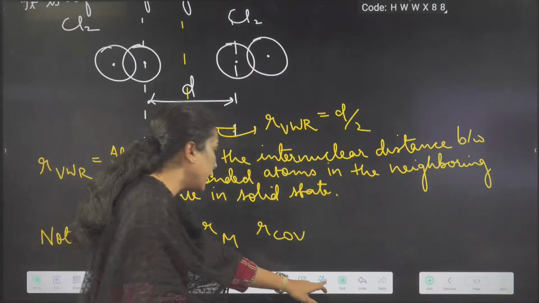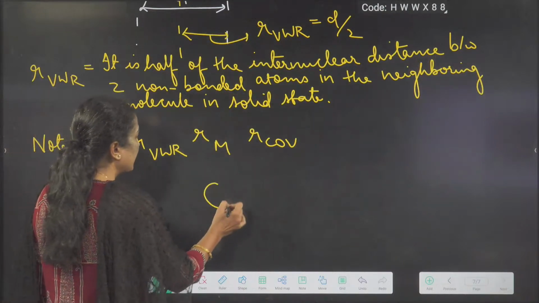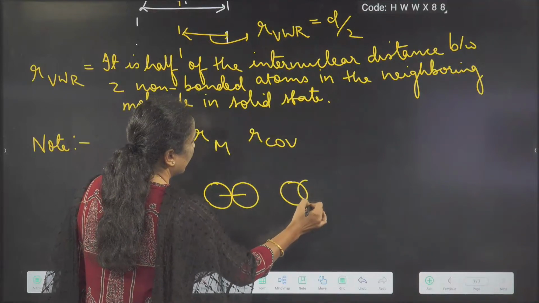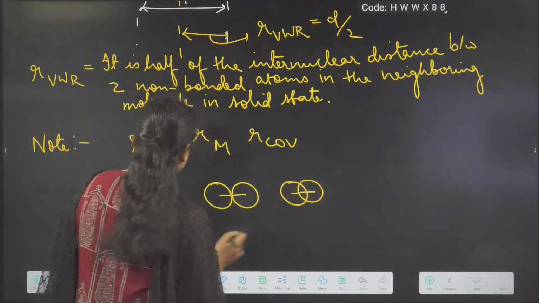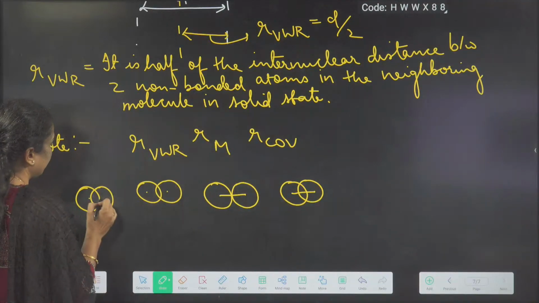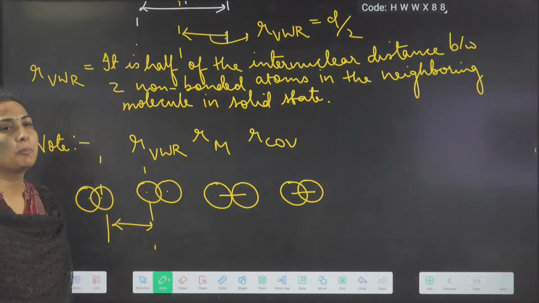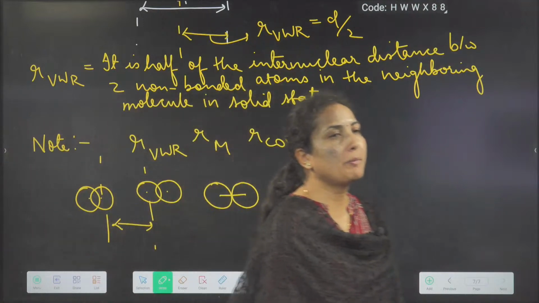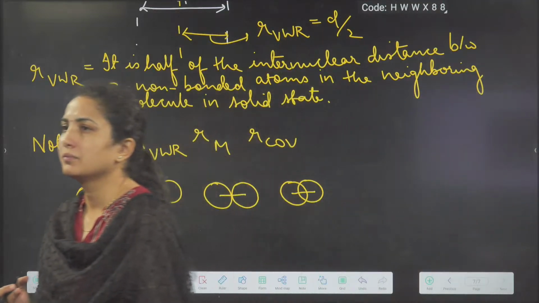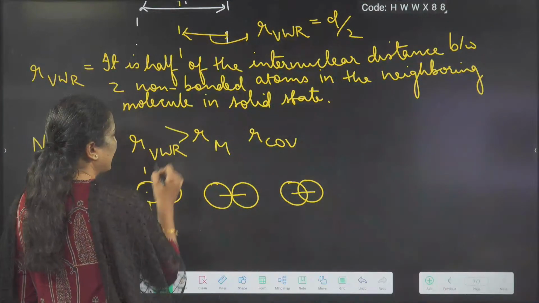Done? Okay. Now, if I ask you to compare between van der Waals radius, metallic and covalent, let me just draw a diagram for your reference. This will be metallic, suppose. This will be covalent. And this distance will be your van der Waals. Which one seemed to be maximum here? Correct, Vamsi. Van der Waals radius maximum.